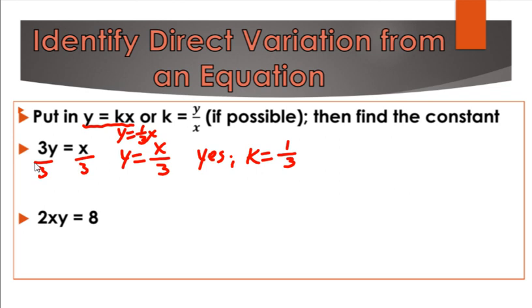And this last one here, to get y by itself, I divide by 2x. I'm left with y equals 8 divided by 2, which is 4. I have 4 divided by x, because remember the x is still on the bottom. This is not direct variation because I can't take a number divided by the x.